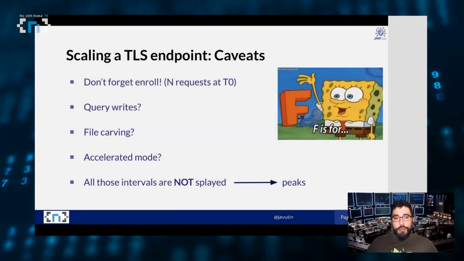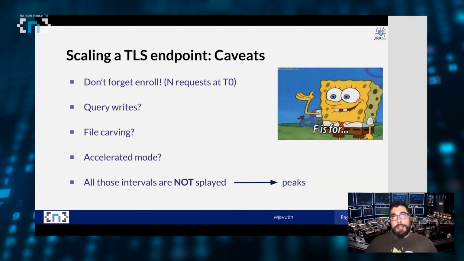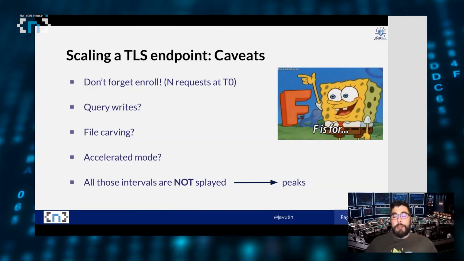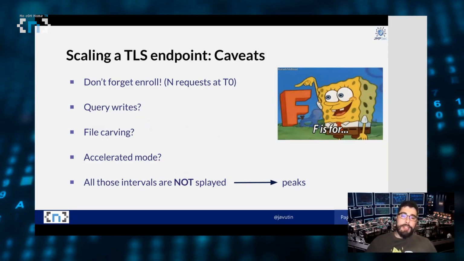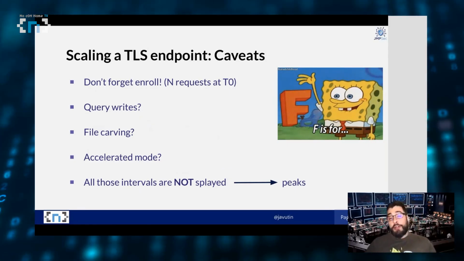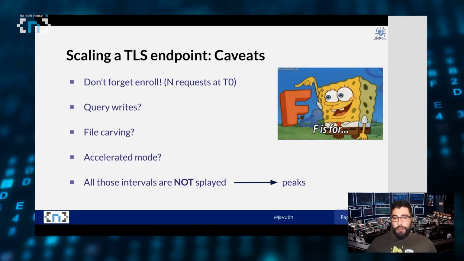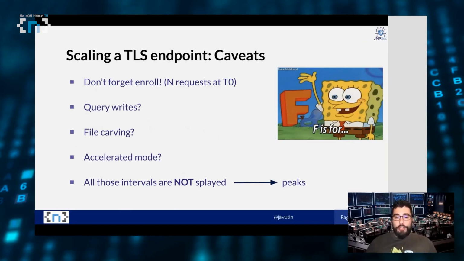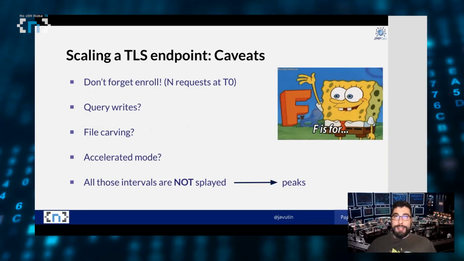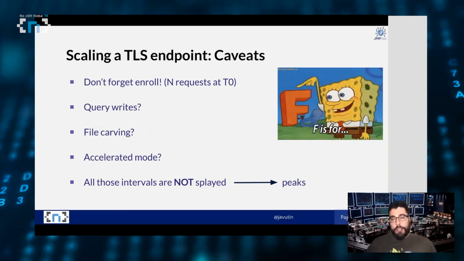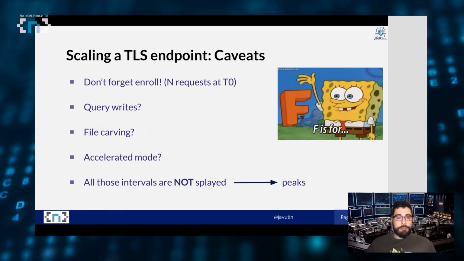What happens with this approach? Okay, this approach takes into consideration what is, in a perfect world, let's put it that way. It doesn't really take into consideration the number of requests you're going to have at T0, which is when they're enrolling. Those requests are going to be creating peaks. Because if you enroll 500 nodes at the same time, and if you query exactly at the same time, you're going to have 500 requests immediately.